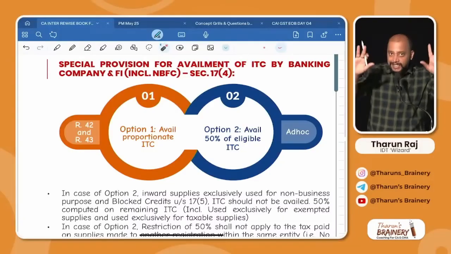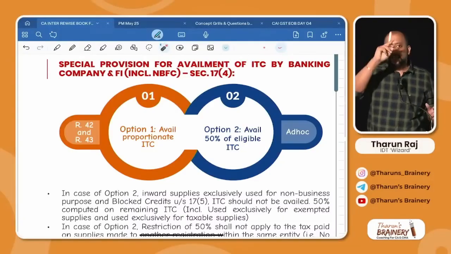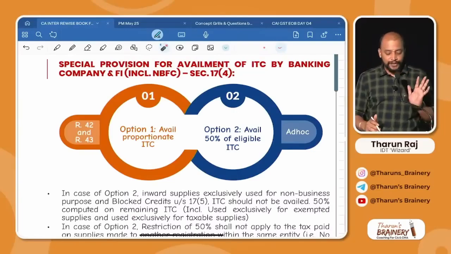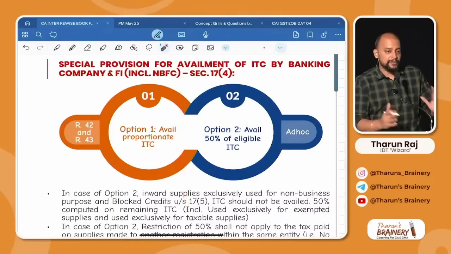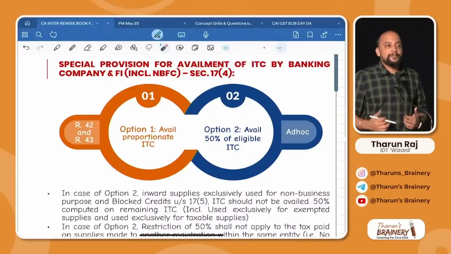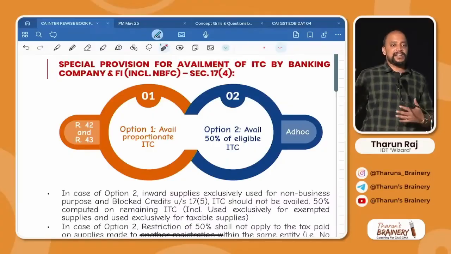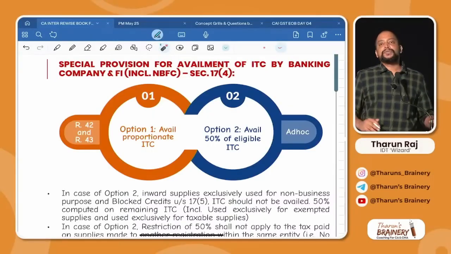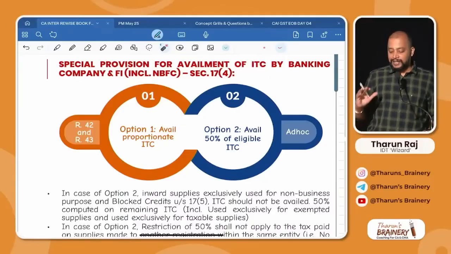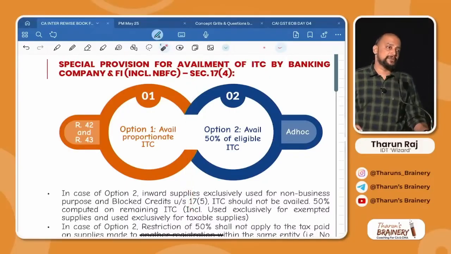Like total ITC minus ITC used for exempted, that is total ITC into exempted turnover divided by total turnover. That is the proportionate ITC method. But this proportionate ITC method will be difficult for a bank because every month they need to calculate their exempted turnover, their taxable turnover, etc. That's why a simple method has been given to them. That simple method is option 2, avail 50% of the eligible ITC.